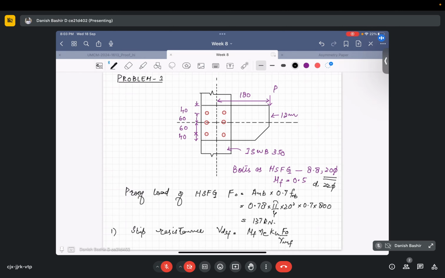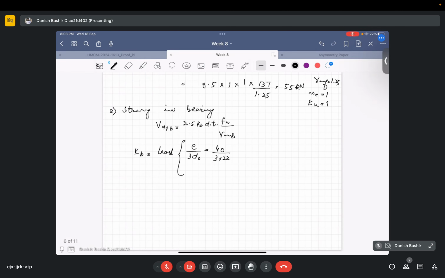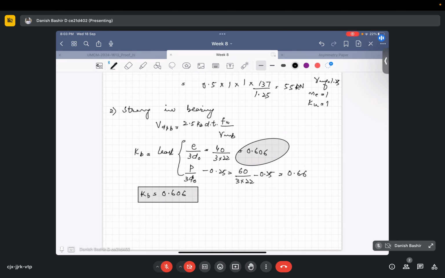D naught. It comes out to be 0.606, or we have to take p divided by 3 D naught minus 0.25, where p is the pitch. Pitch is 60. 60 divided by 3 times 22 minus 0.25 comes out to be 0.66. So we are taking the least value, 0.606. So our kb comes out to be 0.606.